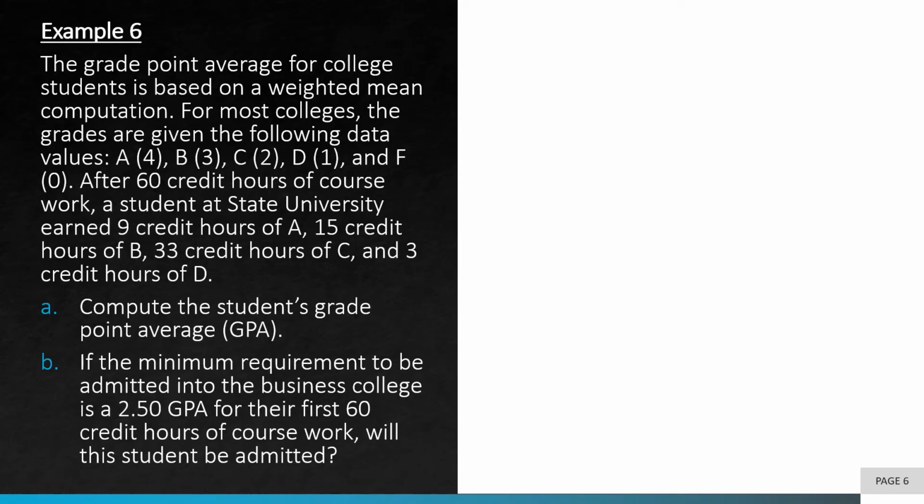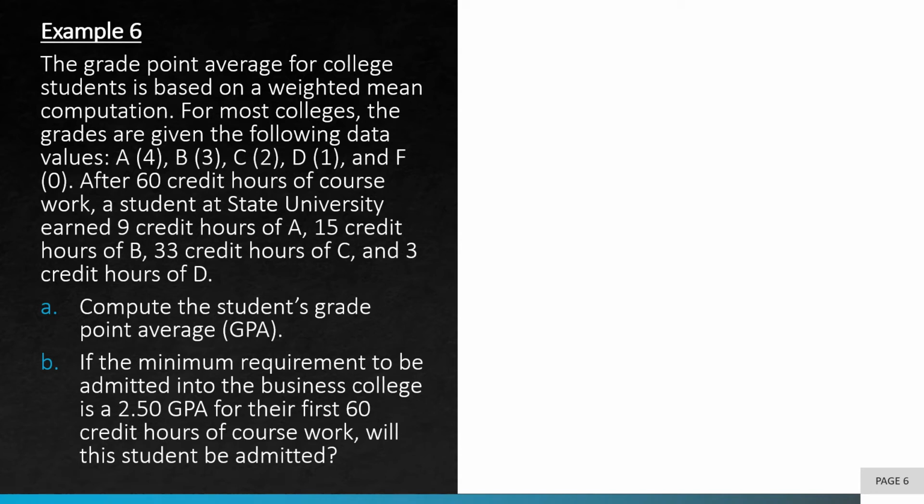This is an example of weighted mean. Let's read the question. The grade point average for college students is based on a weighted mean computation. For most colleges, the grades are given the following data values: A, 4 points, B, 3 points, C, 2 points, D, 1 point, and F, 0 point.